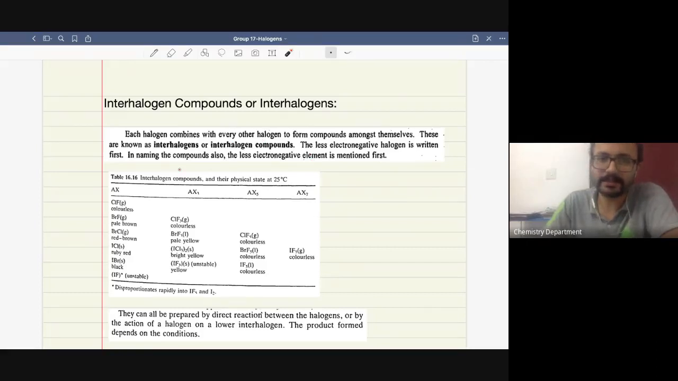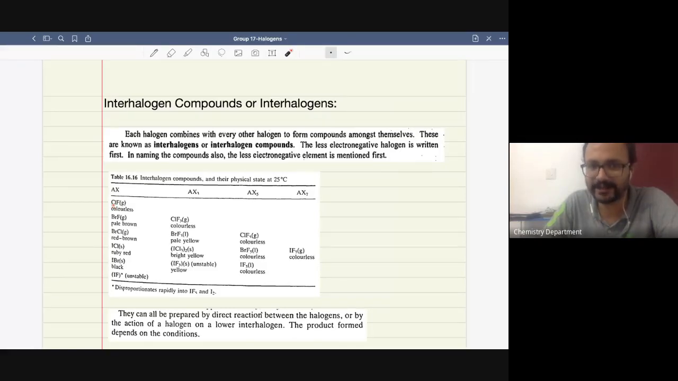So an interhalogen compound is a compound formed between two different halogens. A is a halogen, X is a halogen, so a compound between A and X would be an interhalogen compound. There are four different types of interhalogen compounds: of type AX, AX3, AX5, and AX7. Of the AX type, you will have ClF. It is a gaseous compound. While I write this compound, the less electronegative atom is Cl, so I have written it first.